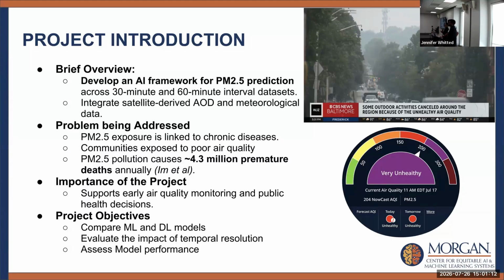As well, if you look at the picture on the right, we have this headline from last week. This is the DMV area, where we saw that a purple alert was declared due to high numbers of air pollution. This was due to the Canadian fire. Even though this is a once in a while thing, there are some places that actually experience this high number of PM2.5. So the importance of this project is to support early air quality monitoring and public health.